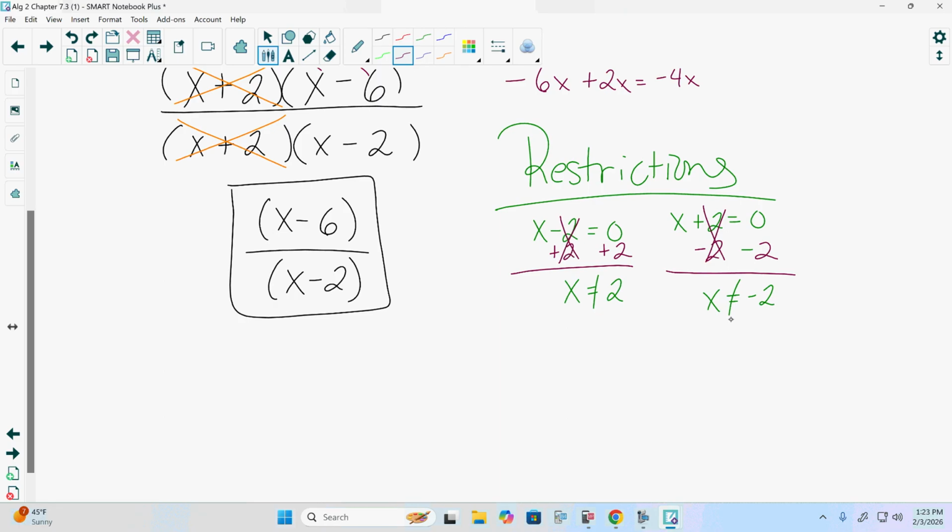Some will just say positive 2. But those two values of x will not work. 6 is fine. Because our x minus 6, it would give us a numerator of 0, but we'd have 0 divided by 4, which is 0. That's fine. Questions on this here?